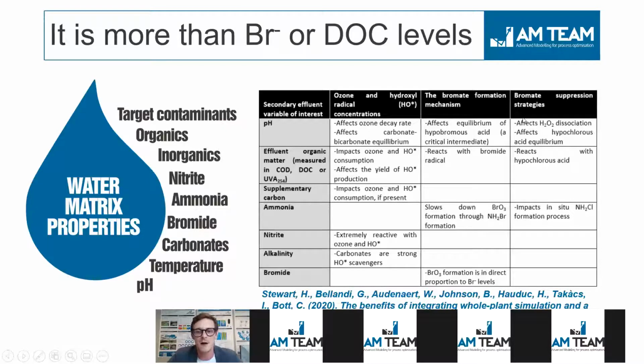And this is causing a lot of non-linear behavior, looking across plants, looking throughout time. But you can see that there are other variables of interest. Another example is alkalinity, which scavenges your radicals, right? Ammonia, for example, has a very, very big impact on bromate formation because it will scavenge part of your bromide to form monobromamine, actually.